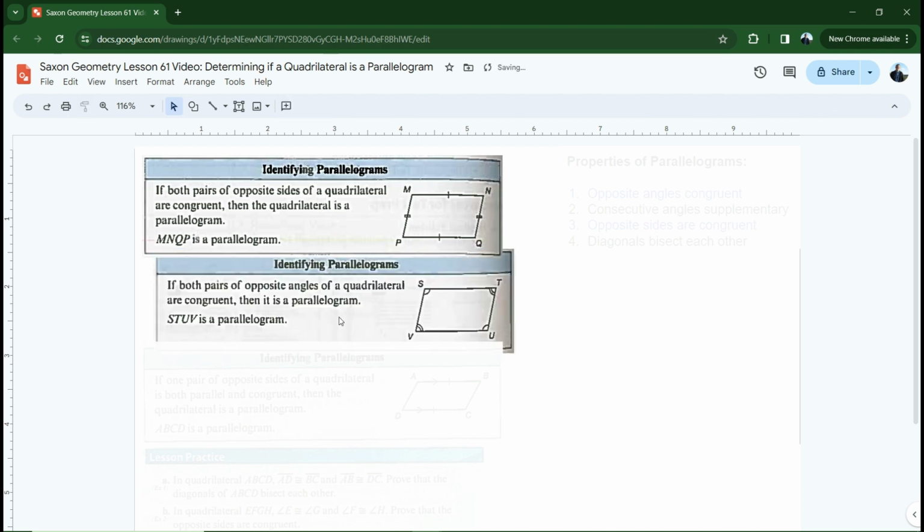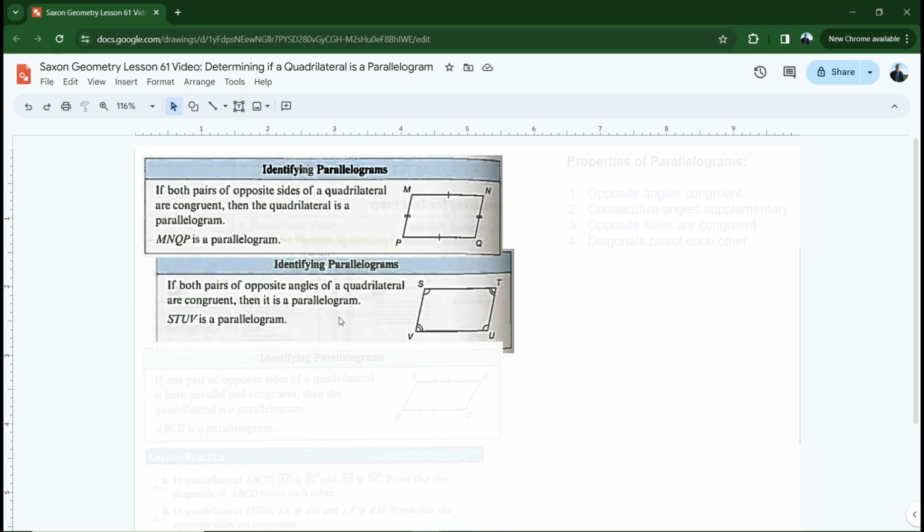Here's another property that can be used to identify. If both pairs of opposite angles are congruent, it's a parallelogram. Okay. Hey, let's just pause for a second. Do you remember that all rectangles are actually parallelograms and all squares are actually rectangles? So both rectangles and squares fit the definition of a parallelogram.